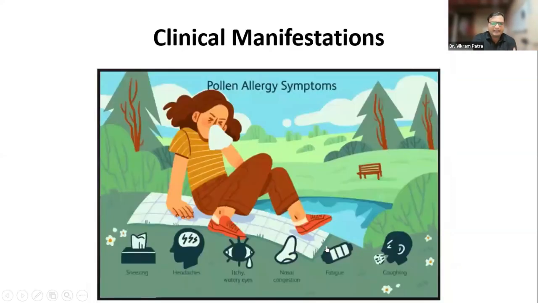Now, clinical manifestation. Pollen allergy symptoms include more of sneezing. Like last time when dust mite was discussed, in dust mite allergy the nasal symptoms are more of blockage. But in pollen allergy, sneezing is more, with headaches and itchy eyes. Rhinoconjunctivitis is very typical in pollen allergies. There is also nasal congestion, nasal irritation, affecting sleep, leading to daytime poor concentration, daytime fatigability, and sometimes coughing also.